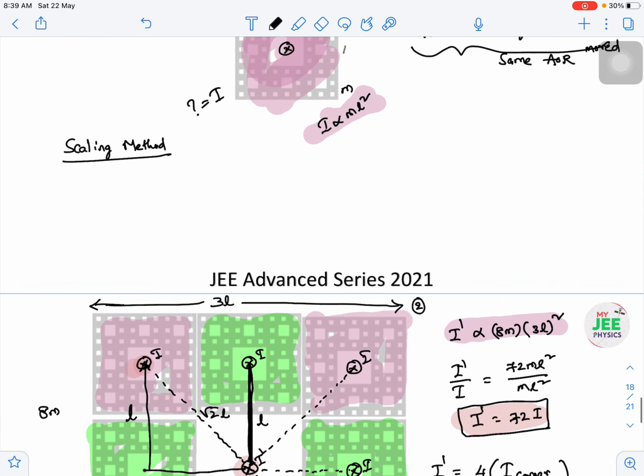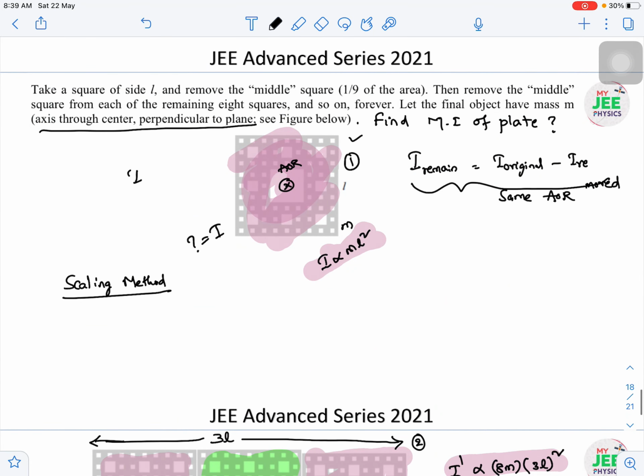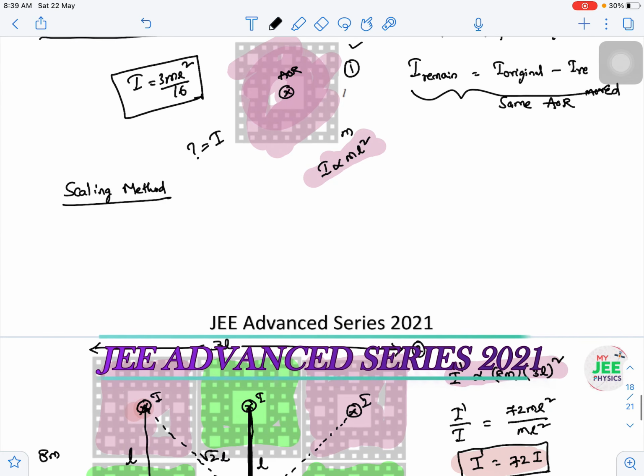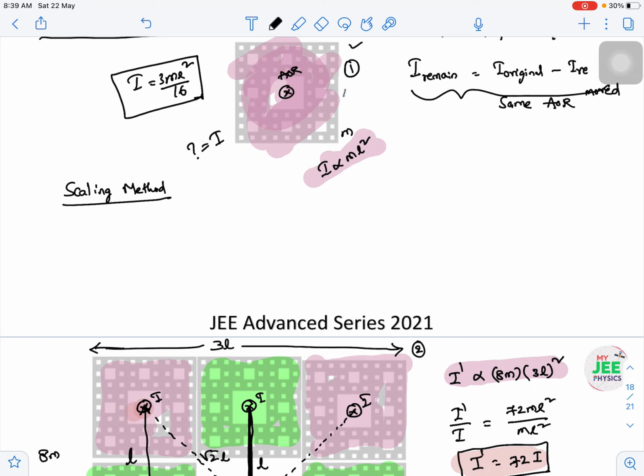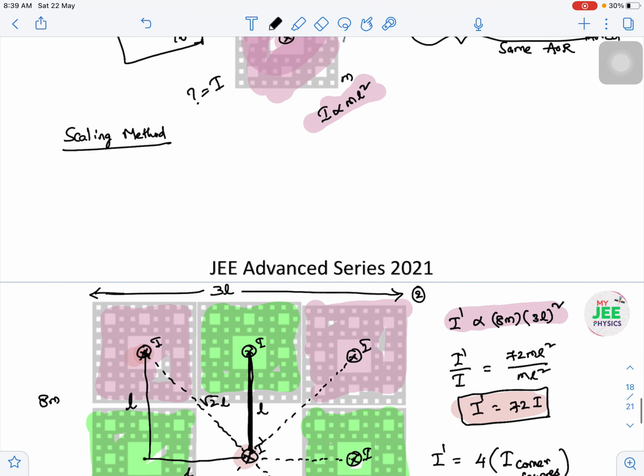So what is the moment of inertia for the given object system? Our given object is 3 ml square by 16. So here we used dimensional logic, which we also call the scaling method. The L dimension changed to 3L dimension, and we tried to find the moment of inertia with this logic.